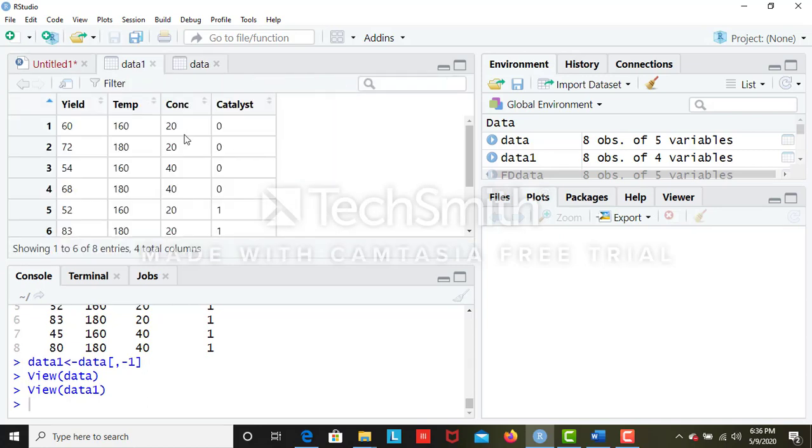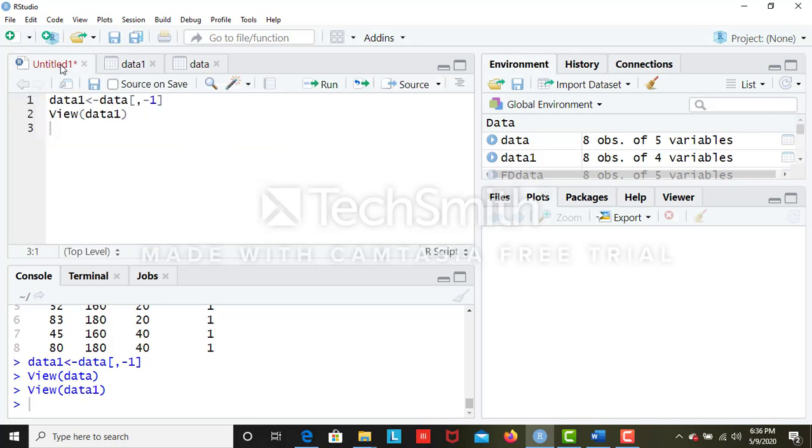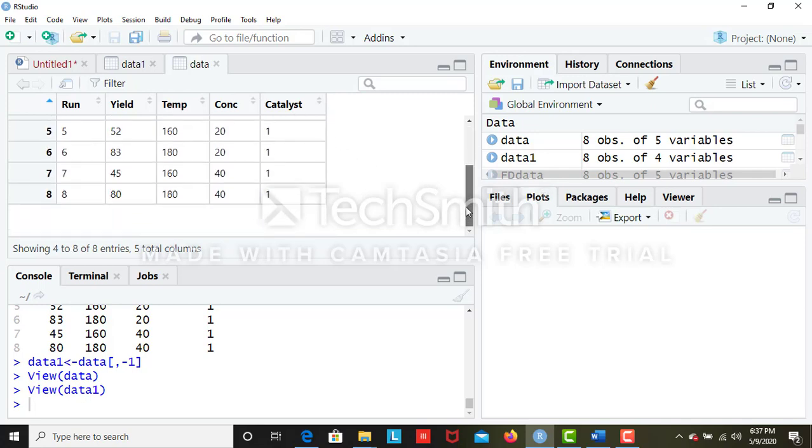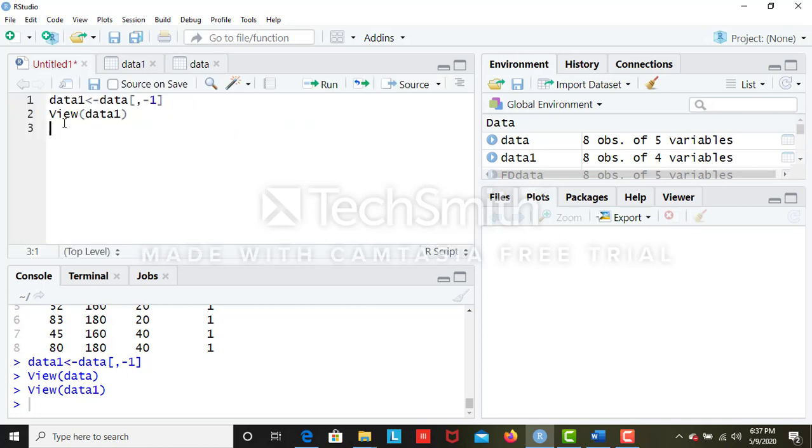So I have this new data which has only 4 columns, and I was able to get rid of the first column. Now the next thing to do is to visualize. Or first of all, before we visualize the data set, we can see here that this variable has zeros and ones. What R does is that it automatically considers this variable as numeric. So I want R to consider that as a factor. So I'm going to tell R to consider my variable catalyst as a factor. That will be the next thing to do.